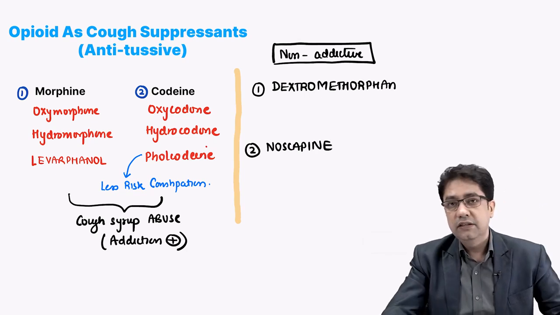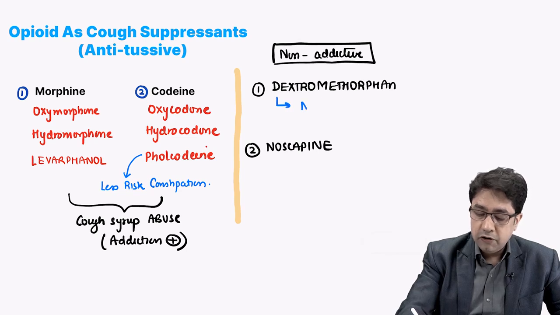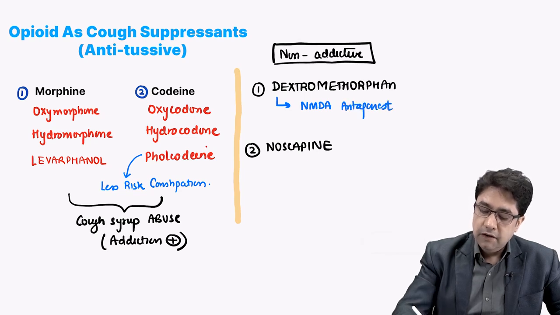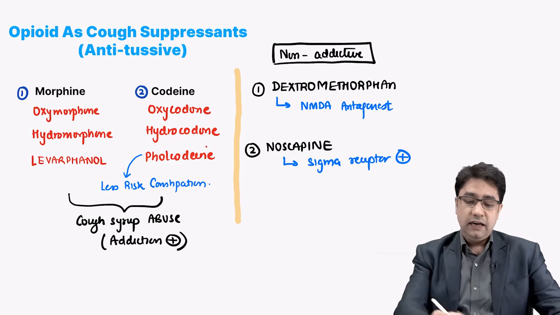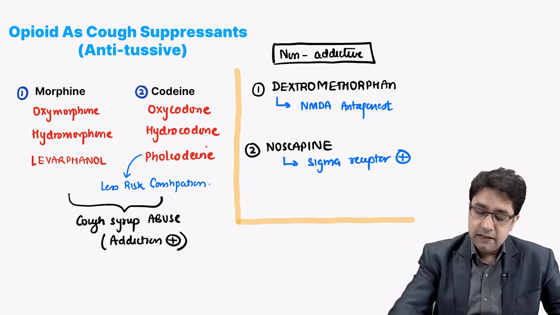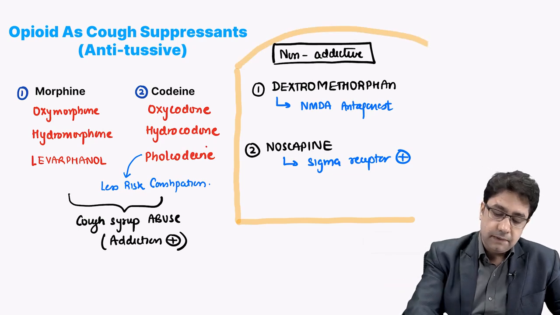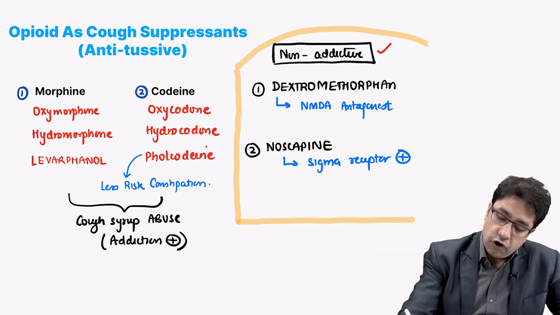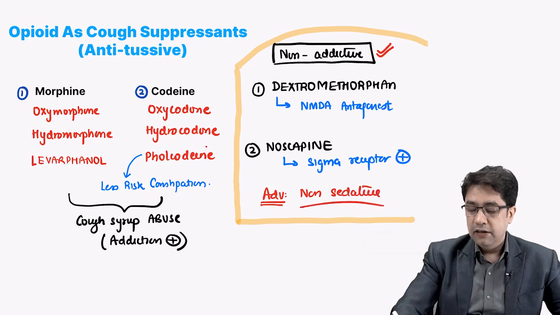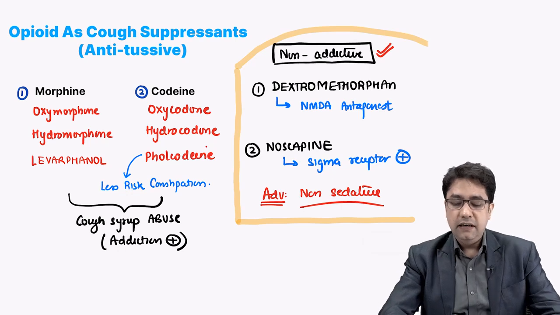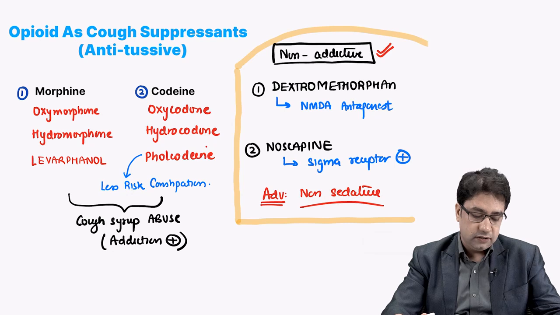Dextromethorphan, instead of opioid receptor, blocks glutamate receptor. It is an NMDA antagonist. While noscapine acts on some unknown sigma receptors, which we don't have to go into detail, and stimulates sigma receptor. The great advantage of dextromethorphan and noscapine is that they are non-addictive, and another great advantage is they are non-sedative as well.